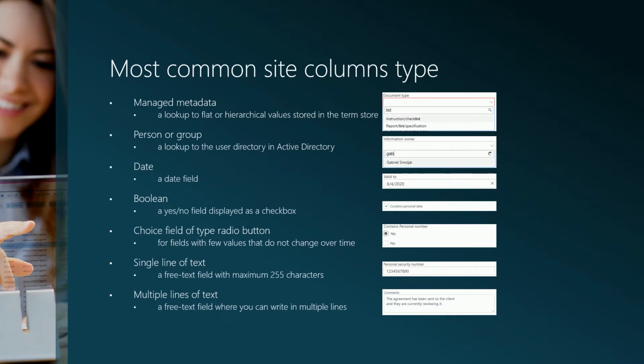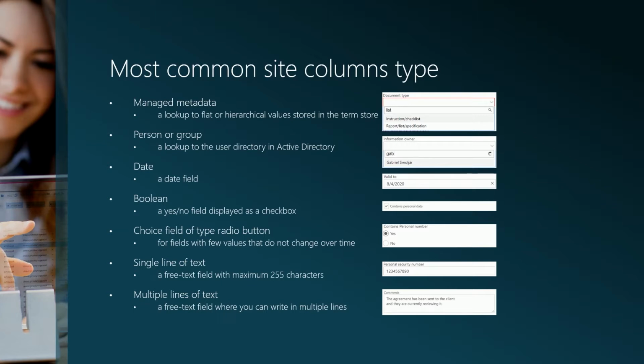These are the most commonly used site columns for document management in SharePoint. Managed metadata column is a lookup column to flat or hierarchical values stored in the term store. Person or group column is a lookup column to the user directory in Active Directory. Date column is a date field. Boolean column is a yes or no field displayed as a checkbox.